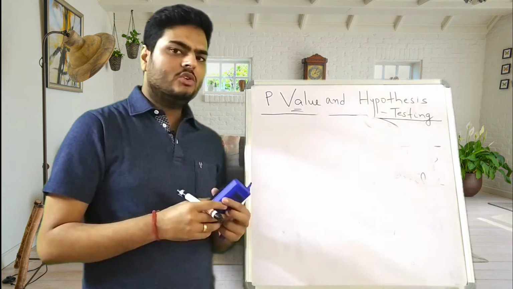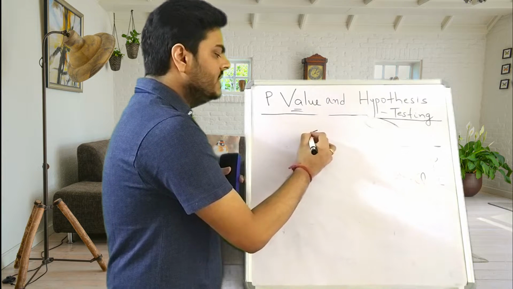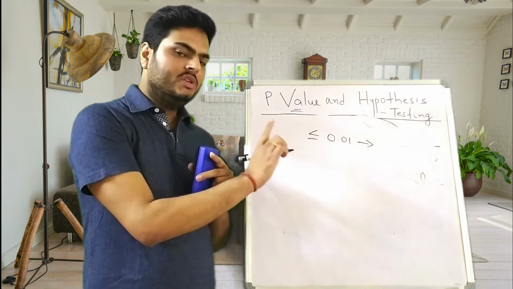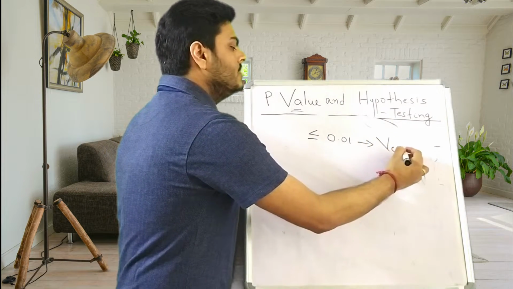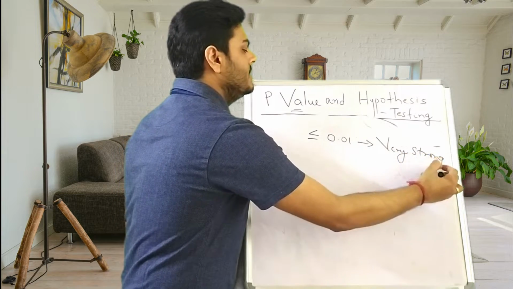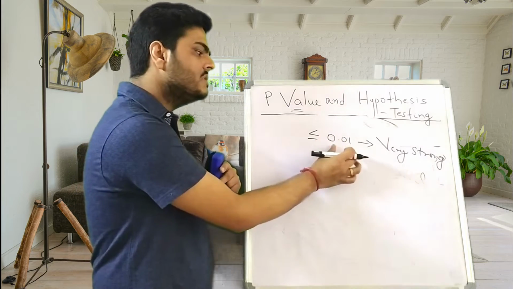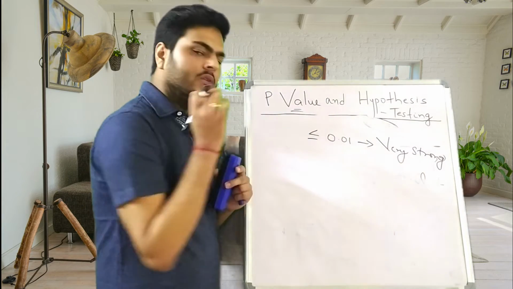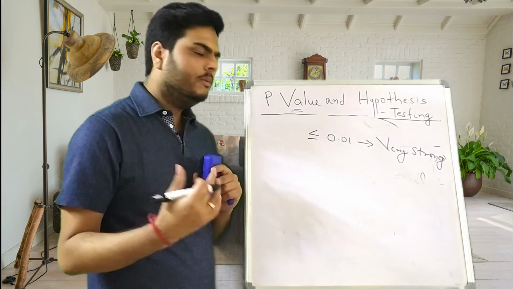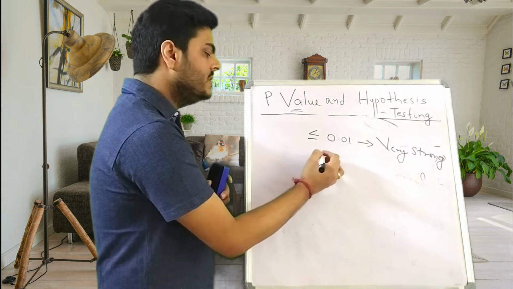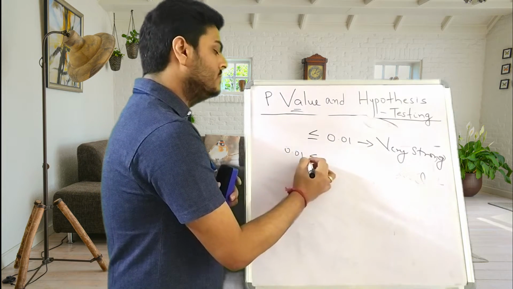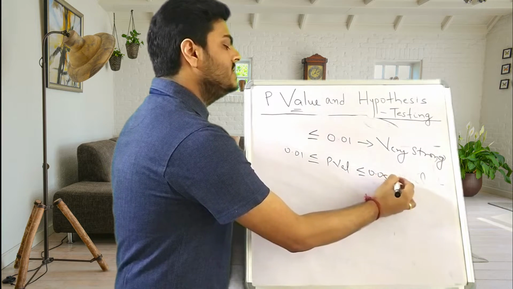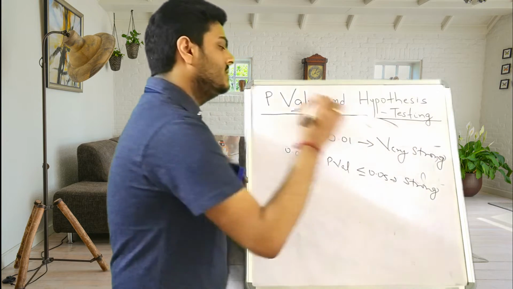In industry there is a common practice where if your p-value is less than 0.01, then you have a very strong case against the null hypothesis. The meaning of this is that only in 1% of the cases will your null hypothesis hold true. In 99% of the cases your null hypothesis will be false. If your p-value is between 0.01 and 0.05, then we say that it is strong evidence against the null hypothesis.